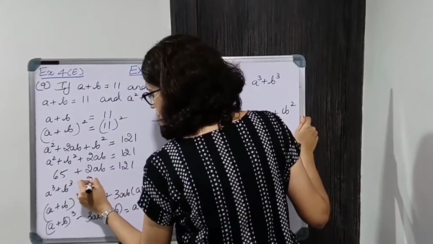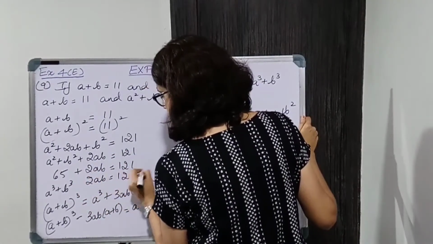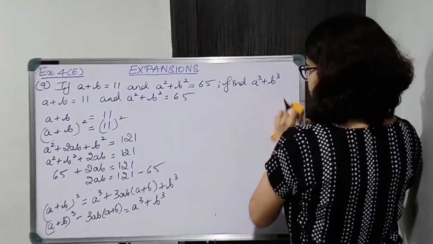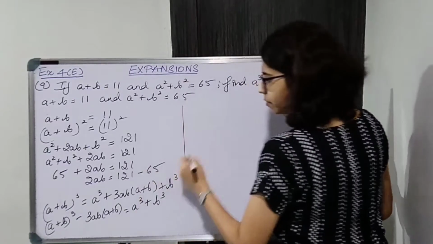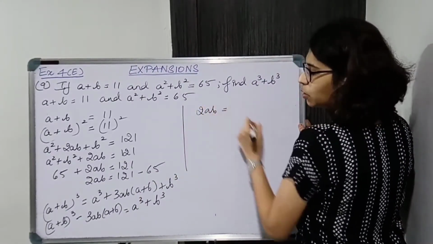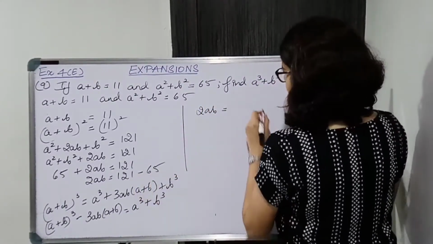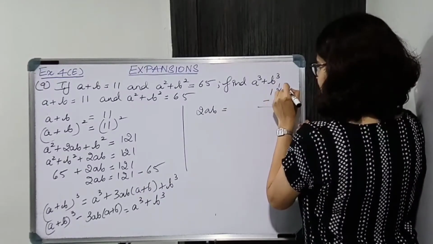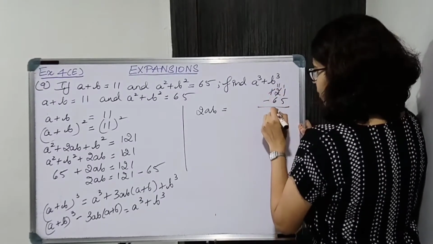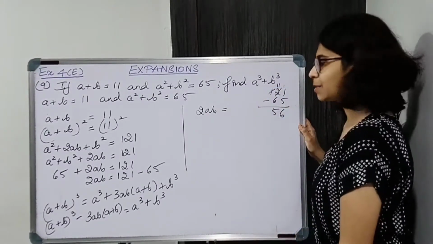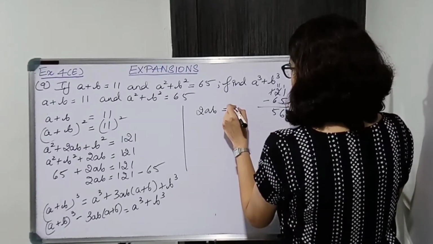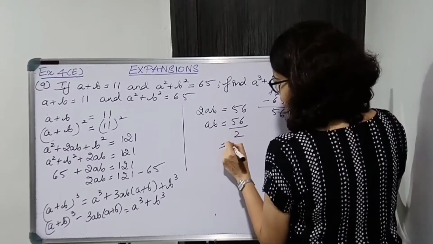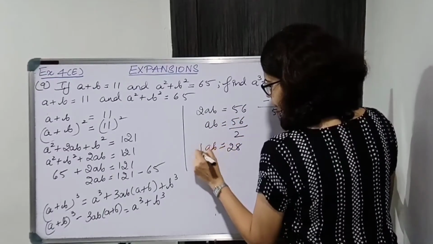Shift 65 on the other side, so 2ab is equal to 121 minus 65. Okay, so 2ab is equal to 121 minus 65. So this will give you 56. All right, so you get 56. So ab is equal to 56 upon 2, so that gives 28.